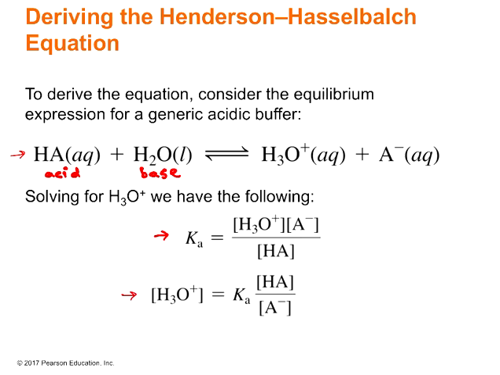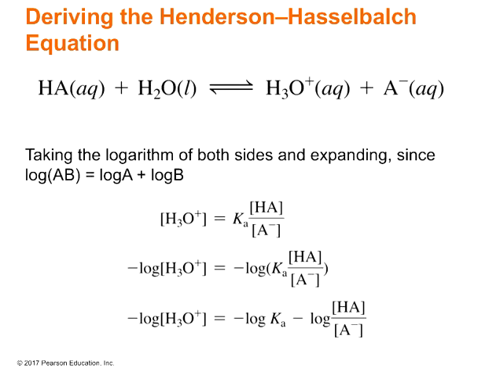Okay, so now the next thing we're going to do, we're going to take the logarithm of both sides and then expand. So we have our expression for the concentration of hydronium ions, and now we're going to take the negative log of both sides. So on the left-hand side, we have the negative log of the concentration of hydronium ions. And on the right-hand side, we have the negative log of Ka times the concentration of acid over the concentration of base.